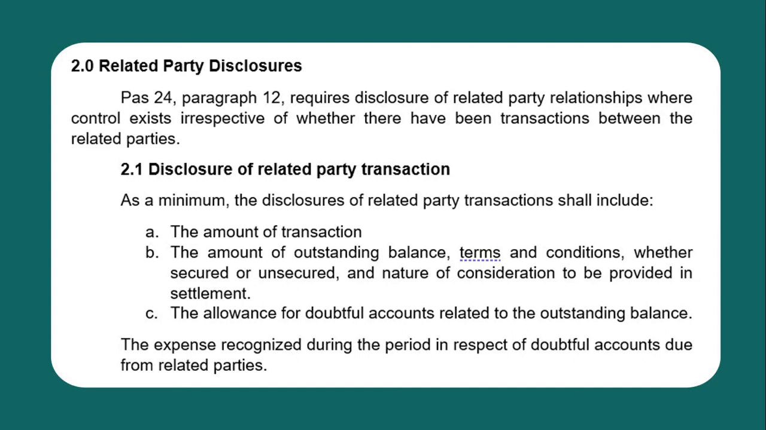So, what are those minimum disclosures in relation to the related party transactions? So, this shall include the amount of the transactions, the amount of outstanding balance, terms, and conditions, whether secured or unsecured, and nature of consideration to be provided in settlement, and the allowance of doubtful accounts related to the outstanding balance, including the expense recognized during the period in respect of doubtful accounts due from related parties.